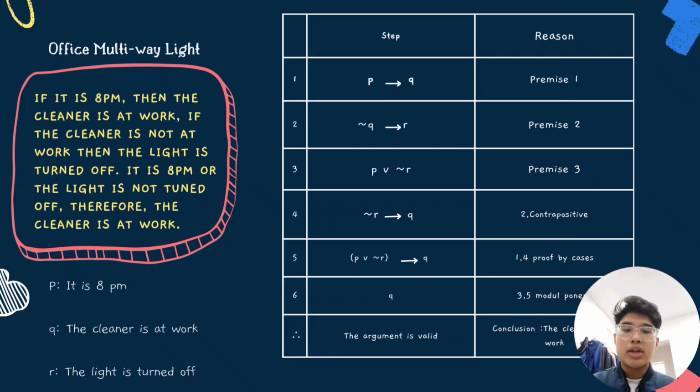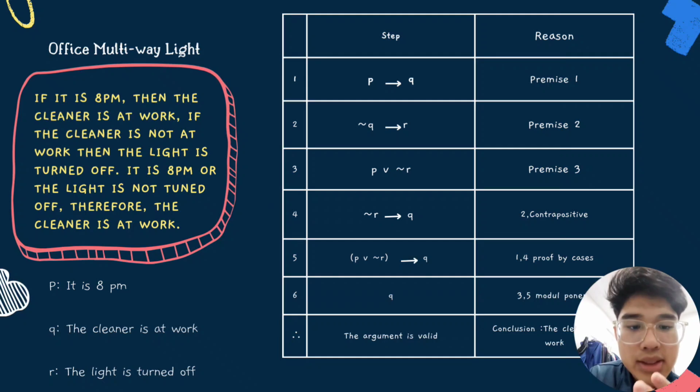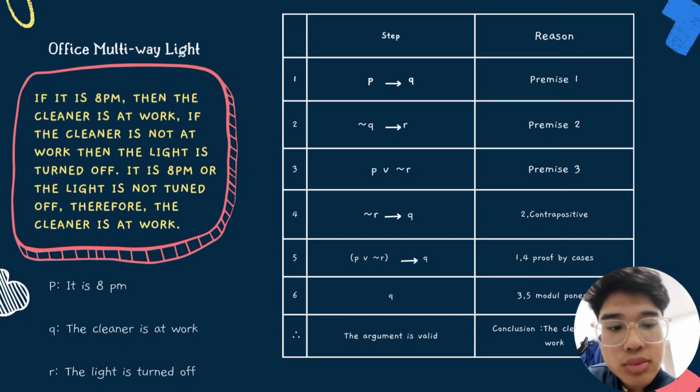Okay, in the fourth step, you can see right here, not R implies Q. We can make it from the second premise by contrapositive. Okay, in step 5, we can take premise 1 and premise 4 together to make it a proof by cases. You can see right here, P or not R implies Q.